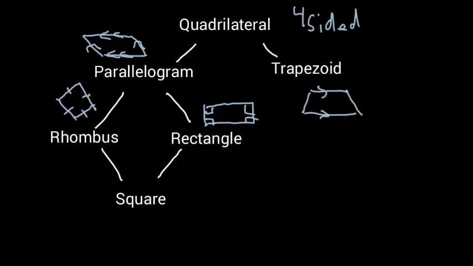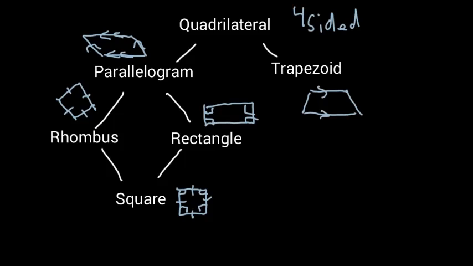And then you have the most specific of all quadrilaterals, which is a square, which means all the angles are 90 degrees and all the sides are congruent. So when you are classifying quadrilaterals, a square is a rhombus and a rectangle and a parallelogram and a quadrilateral.